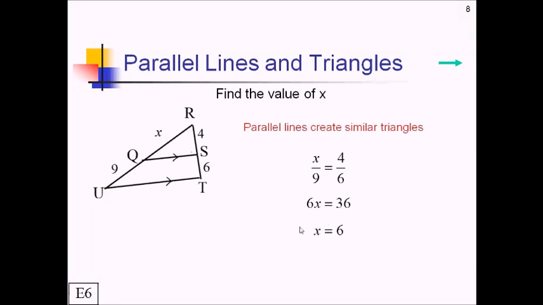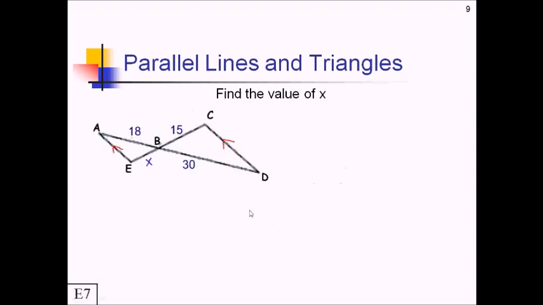And just in case you don't believe that this was legitimate here to just do x over 9, let's see if this is actually in proportion. So if you had 6 over 15, is that the same proportion as 4 over 10? Well, 6 over 15 reduces to 2/5. 4 over 10 reduces to 2/5. So, yep, it does actually work. We're going to do one more of these parallel line triangle examples.